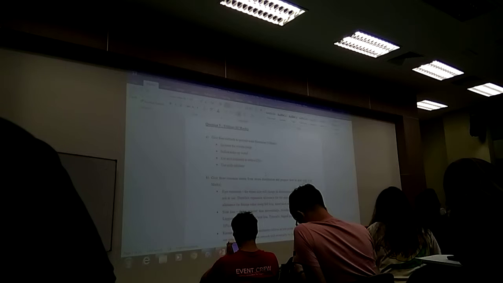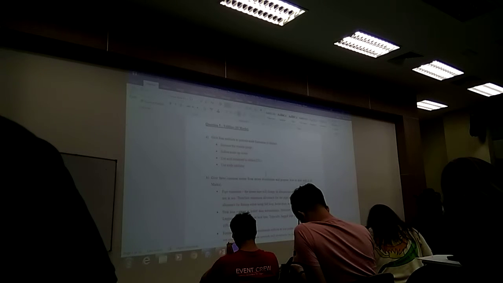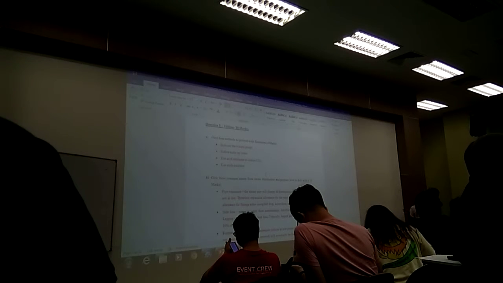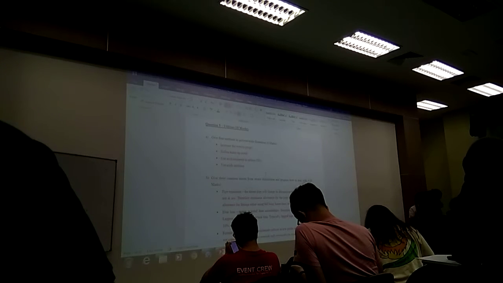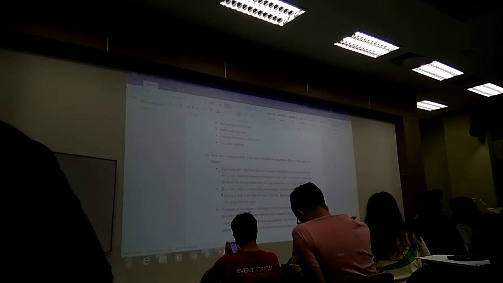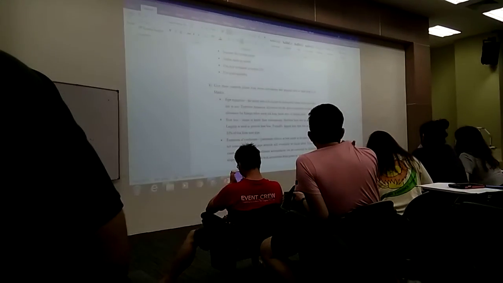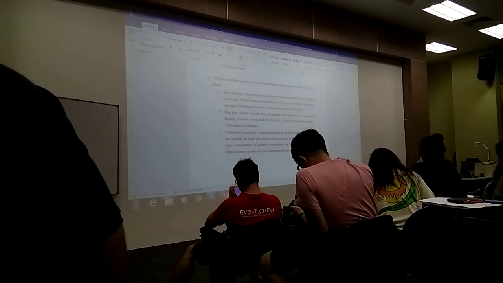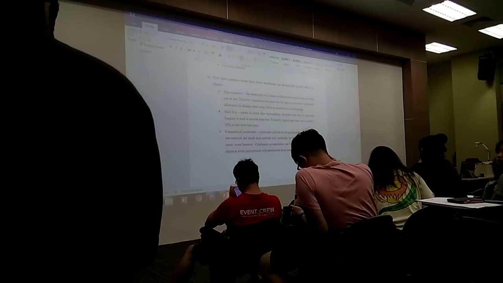My students, previous batch last year, they get very low mark here because they think that this topic is not important. Many of them, they get less than 5. Give 3 common issues from steam distribution and propose how to deal with it, how to solve it. Thermal expansion, heat loss, formation of condensate.